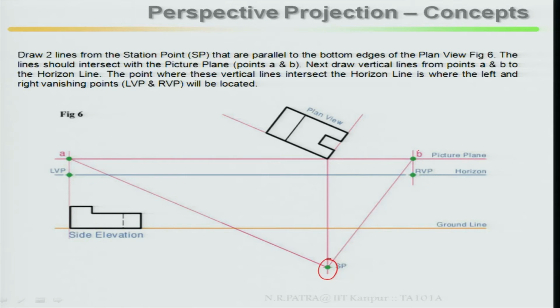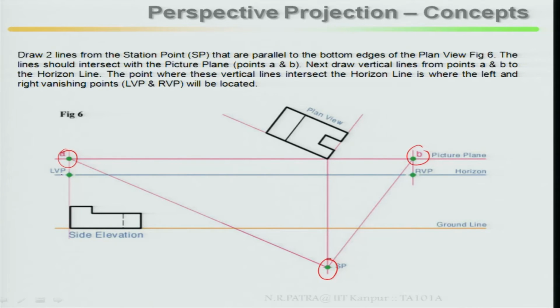Next, draw vertical lines from points A and B. Once you draw the parallel lines, they intercept your picture plane at A and B. From there draw vertical lines that intersect your horizon line where the left and right vanishing points are. Generally we say vanishing point VP1, VP2, or you can say the left hand side vanishing point or right vanishing point.